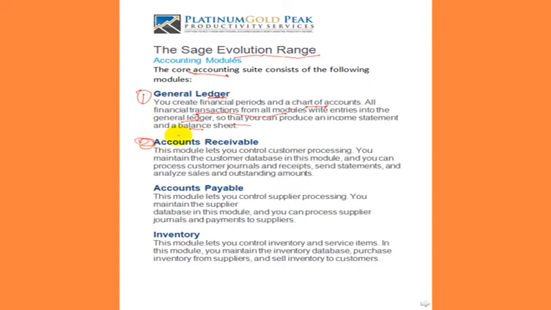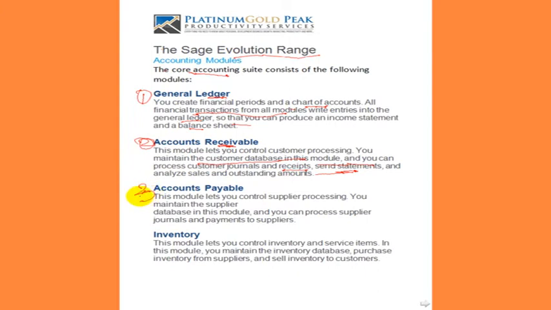The second one is the accounts receivable. Under the accounts receivable, this module lets you control your customer processing. You maintain the customer database in this module, and you also process the customer journals and receipts. So everything that relates to customers, that's where you have it. You send statements and also analyze sales, outstanding amounts, customer balances, and the rest. That's what you have under the accounts receivable.